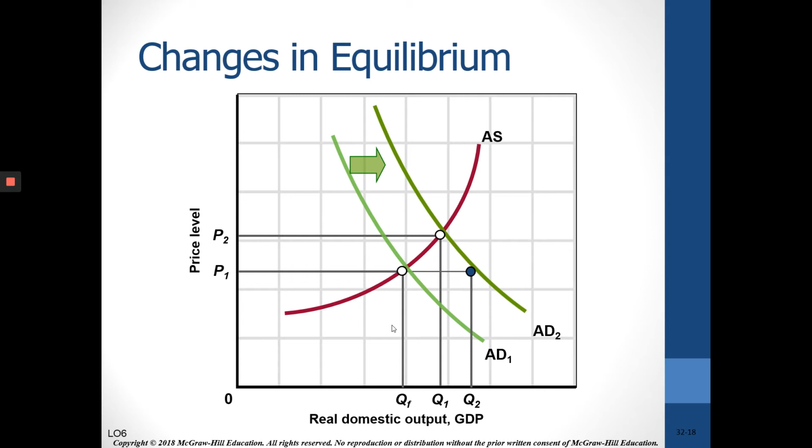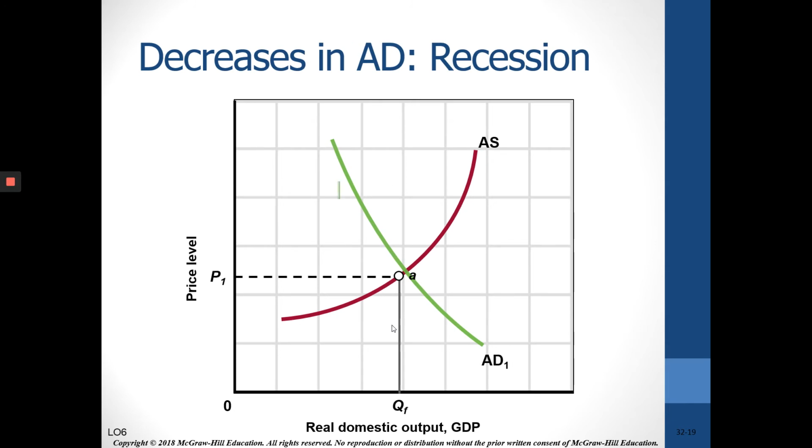But if we only see increases in aggregate supply, then we could expect to see increases in prices. If we were to see a decrease in aggregate supply, aggregate demand, we might be in a recession.